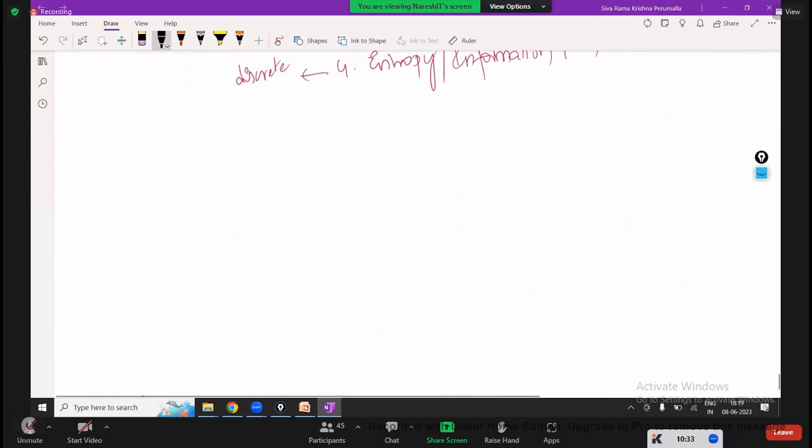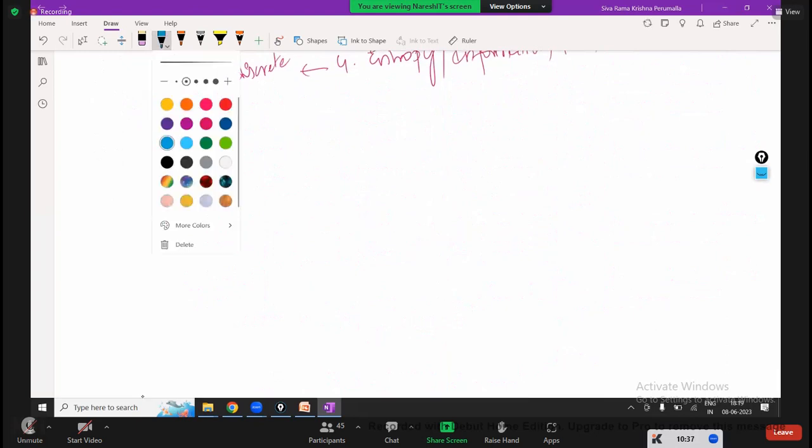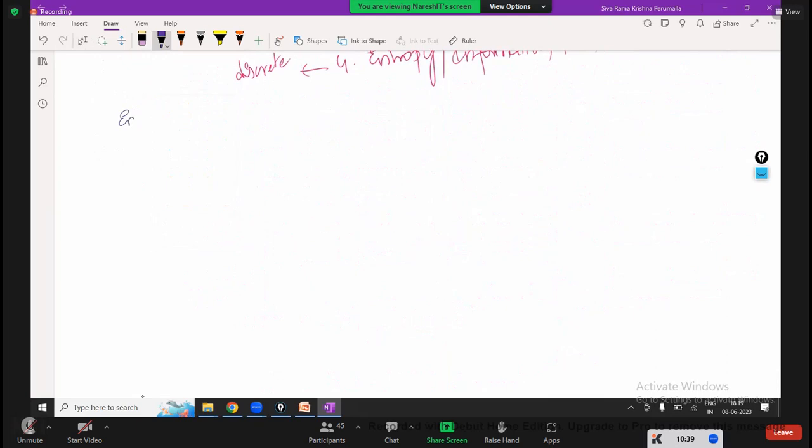Now, the next one. The next type of method is called the embedded method. This is the filter method, and the next one is called embedded methods. Embedded methods can be done only after modeling. First you have to complete the modeling, and only then can you identify the important features. This can be done after the modeling; you can't do it before the modeling.